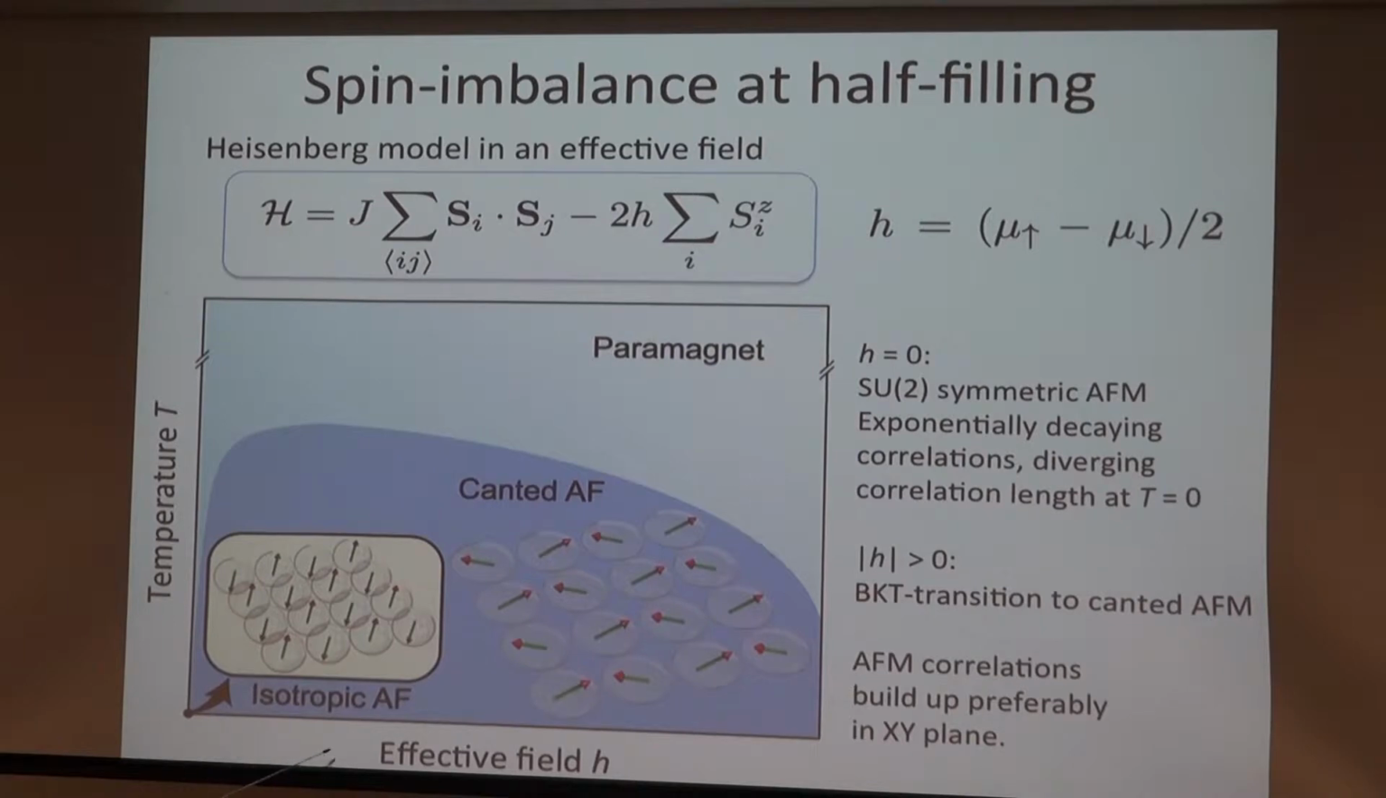If you introduce an effective field, then, so at 0 field, you have an SU(2) symmetry, so you get an isotropic antiferromagnet. The Néel vector can point anywhere in space.